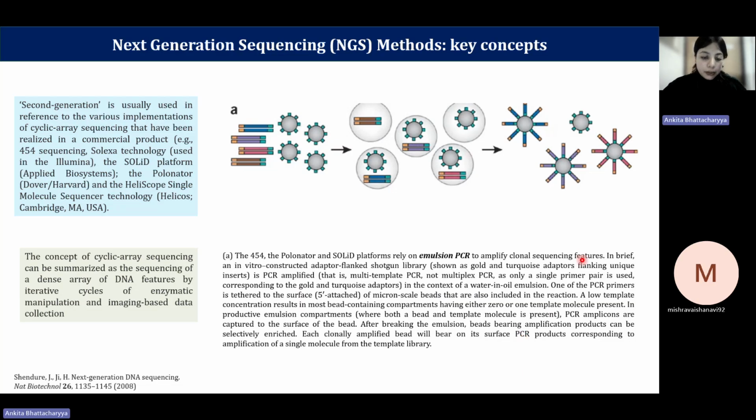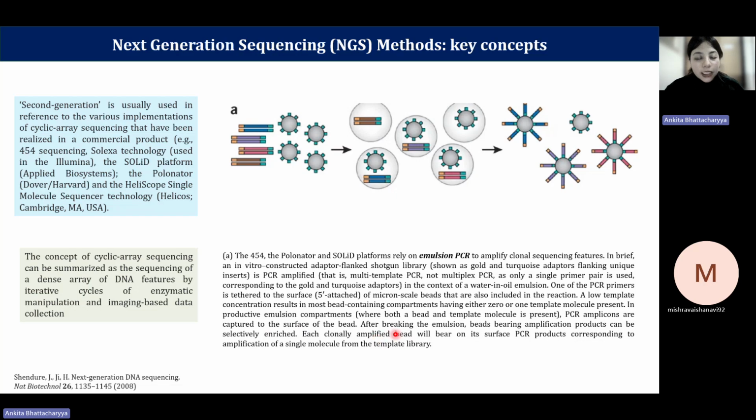In productive emulsion compartments where both a bead and a template molecule are present, PCR amplicons are captured to the surface of the bead. Once the PCR reaction has been completed within the droplet, you break the emulsion, and then the beads that bear the amplification products can be selectively enriched. So you can select out only these beads which have your amplification products and remove the beads that did not undergo amplification. Each clonally amplified bead will bear on its surface PCR products corresponding to amplification of a single molecule from the template library.